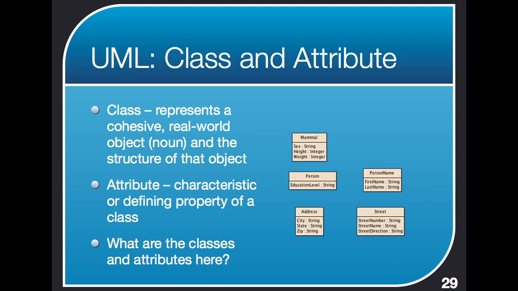Well, the classes are pretty simple. The classes are the boxes, the objects. There's a mammal, a person, an address, a person name, and a street. Those are all classes. The attributes are the things inside the boxes. For a mammal, we've got sex, height, and weight. And the sex is a string, and the height and the weight are integers. For the person, there's an education level, and that's a string. The person name is a first name and a last name, which are strings. The address has a city, state, and zip, which are all strings. Remember, zip codes aren't numbers. They're strings. They're just strings that consist of numbers. And then the street is another object, another class, with a street number, a name, and a street direction.